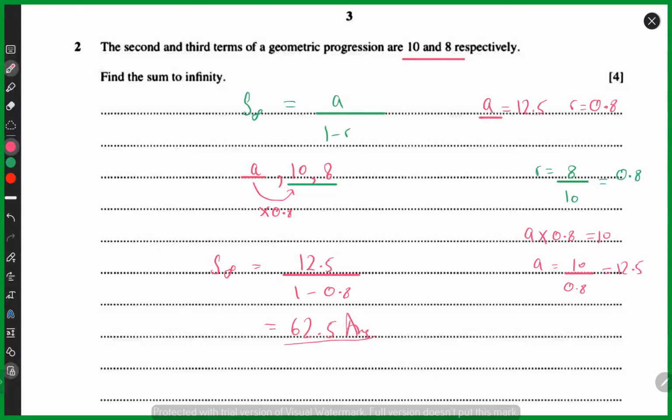Now, one thing that's very important, as I've told you, sum to infinity is only possible when your R is between minus 1 and 1. So make sure if by any chance you get an R that is greater than 1 or less than minus 1, just know that you are making a mistake. This is a method to know if you're going in the right direction or not. For sum to infinity, r has to be a decimal number. It has to be greater than minus 1 and less than 1. Always remember. Okay, anything that you would like to ask?